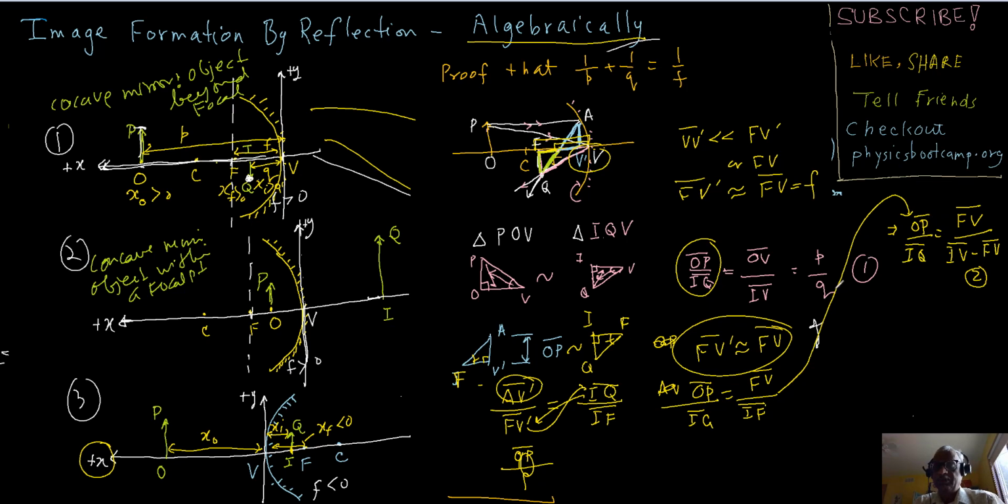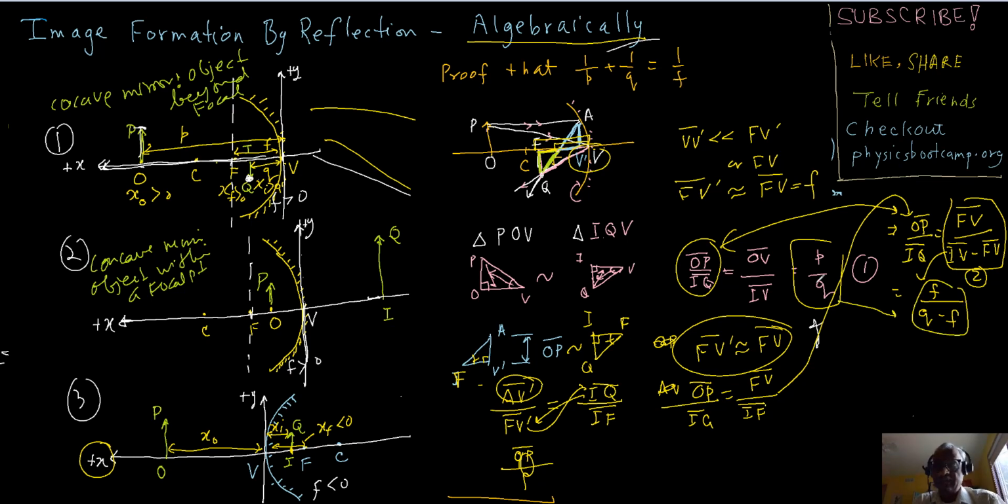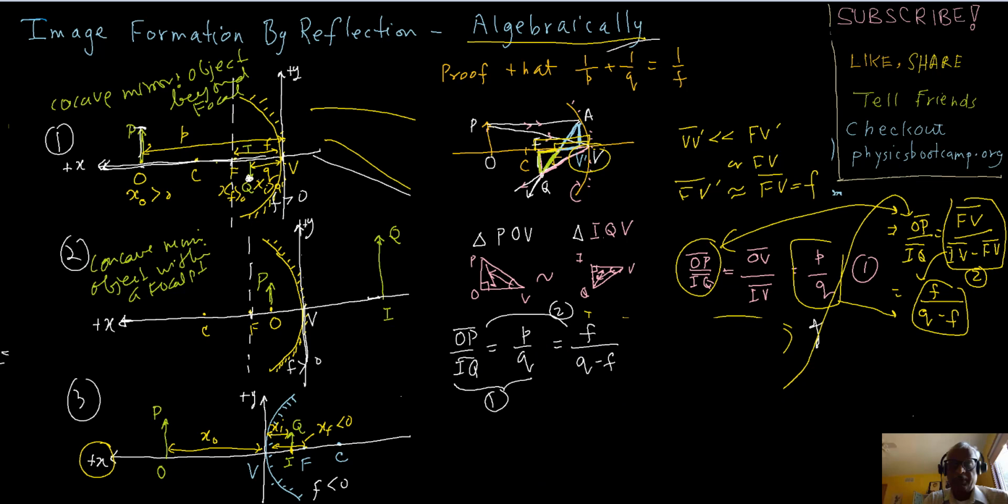If I set the left side of this equal to the left side of that, then the right side of this equals the right side of that. So let's look at the right side. This is F and this is Q minus F. So the right side equals the right side, and now we're going to look at what equating this with that gives me. Okay, so to simplify this, cross multiply.